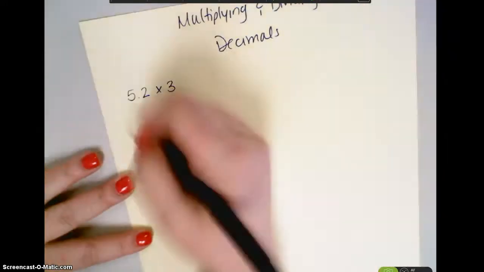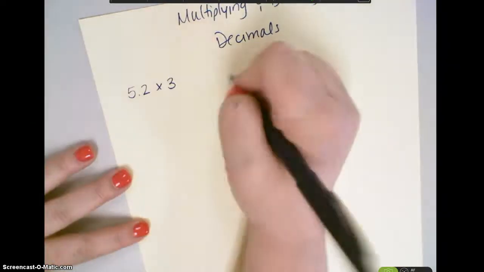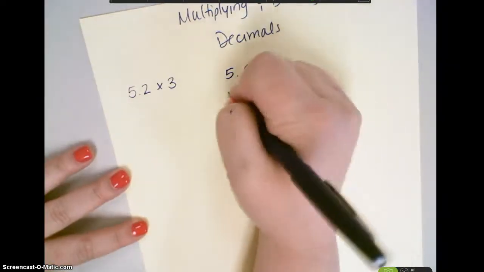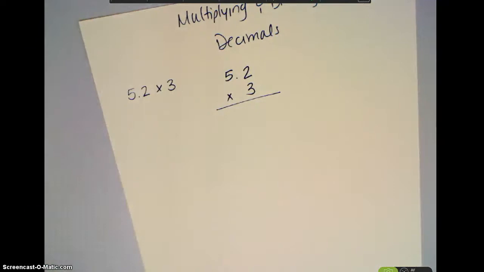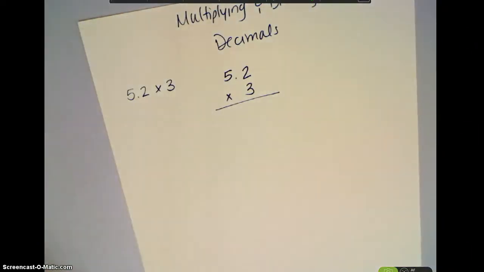Oops, sorry, it's not on the screen. 5 2/10 times 3. So I'm going to go ahead and stack this like a multiplication problem. Okay, so 5 2/10 times 3. Notice, even though 3 is a whole number and I would typically line it up with the 5 if I were adding, I don't have to do that because I don't have to line up my decimal places, which is super convenient. All I'm going to do is count how many decimal places I have, which are the numbers after a decimal place.